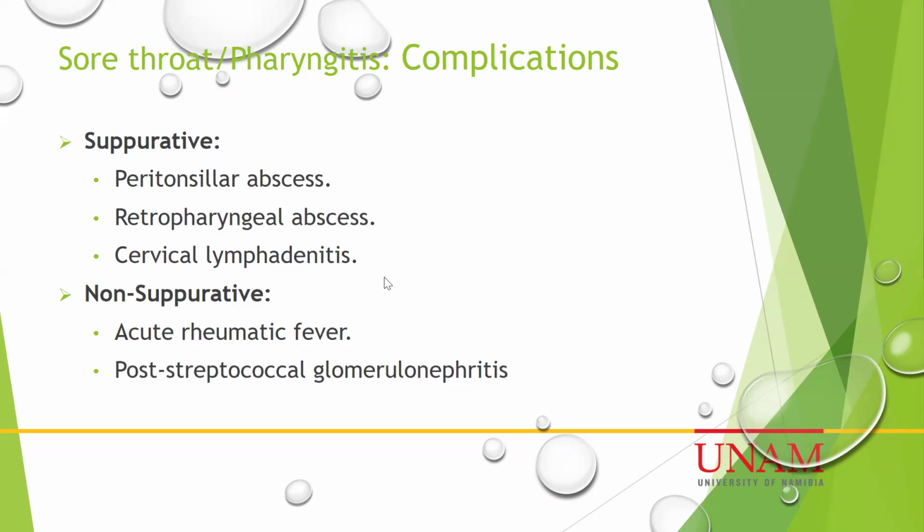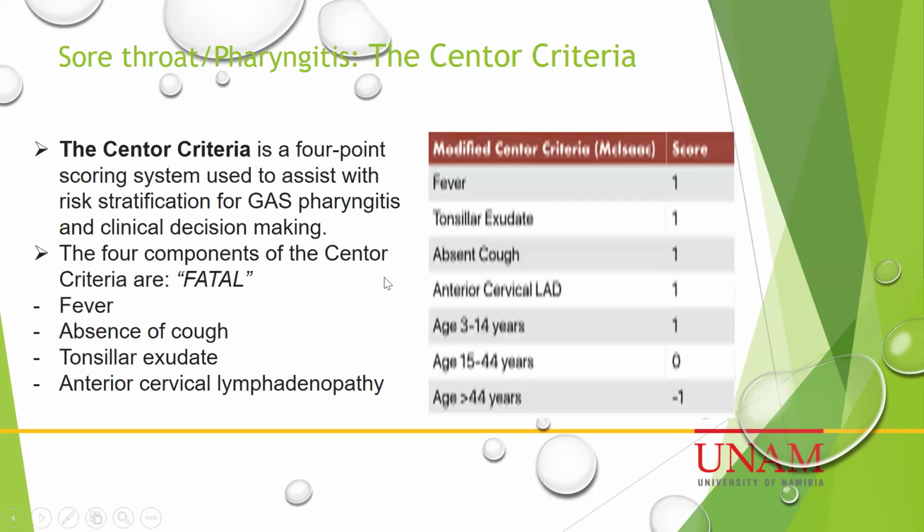Okay, so let's go to the Centor criteria. All right. Now, the Centor criteria is a 4-point scoring system that is used to assist with risk stratification for GAS pharyngitis, and it also helps in decision making. All right. The 4 components of the Centor criteria are formulated into a mnemonic called FATS. So the first thing, for you to make a diagnosis of pharyngitis, is a fever. There will be fever.